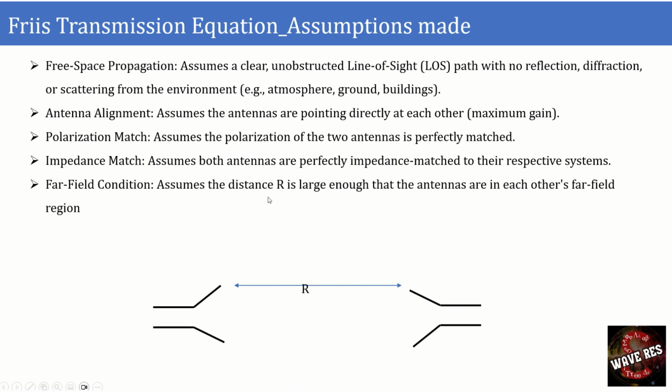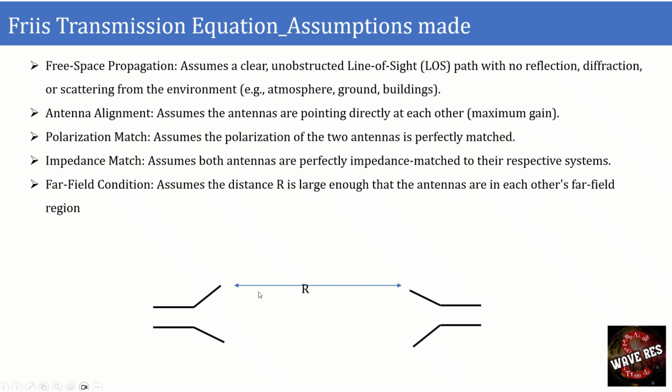To calculate the Friis transmission, some assumptions are taken. The first one is free space propagation. It assumes that the transmitting and receiving antennas are both placed in free space. That is, there is no multipath environment between these antennas, such as reflections, diffractions, or scattering from the environment. There are no buildings, woods, nothing like that. So there is line of sight propagation between the transmitter and receiver antennas, and these antennas are aligned perfectly to have the maximum power transfer from the transmitter antenna to the receiver antenna.